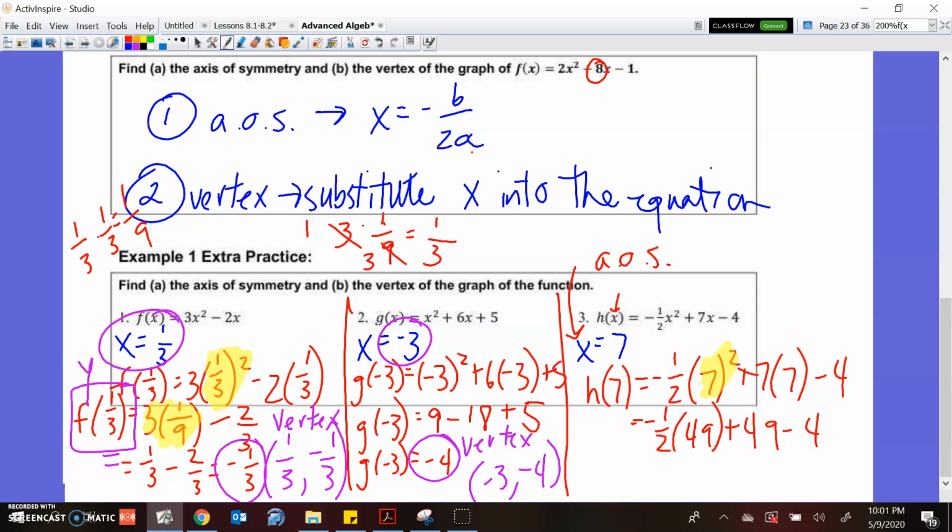All right. Negative 1/2, half of 49 is going to be 24.5. So I have negative 24.5.